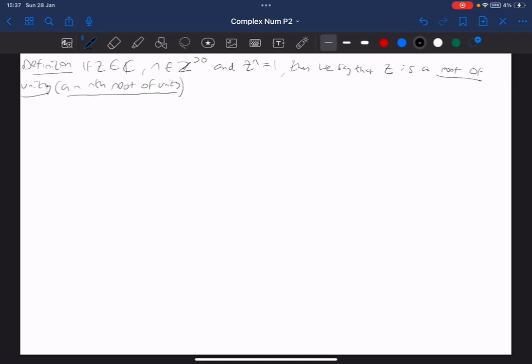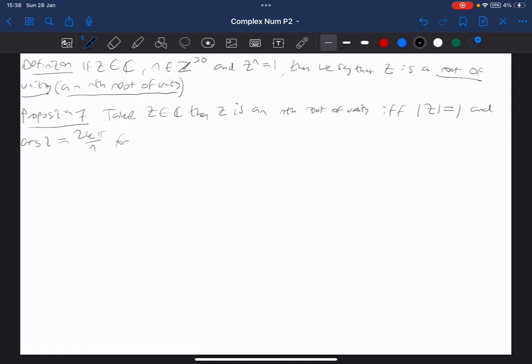That's the definition. And this is also going to bring us to a proposition, which is notated proposition 7, which says to take z as a complex number, and then z is an nth root of unity if and only if the modulus of z is equal to 1 and the argument of z is equal to 2k pi over n for some integer k. Now, we talked about the modulus and the argument in a previous lecture.